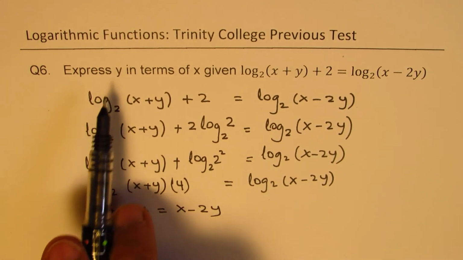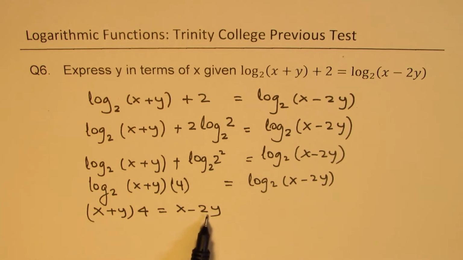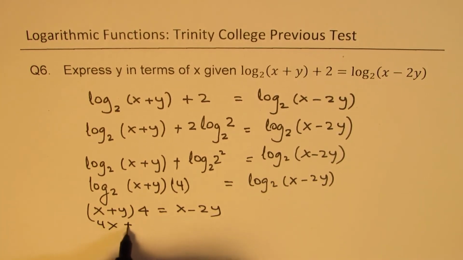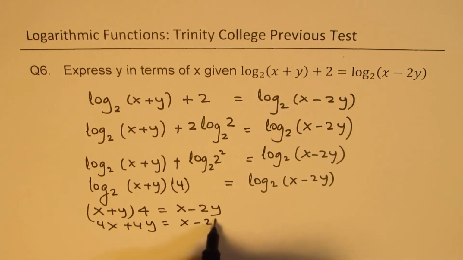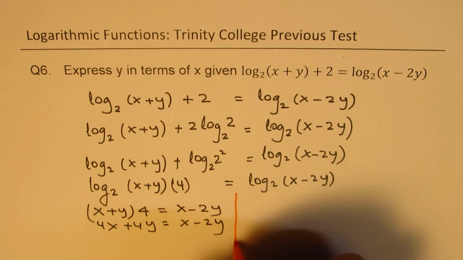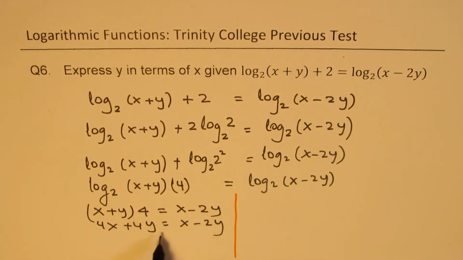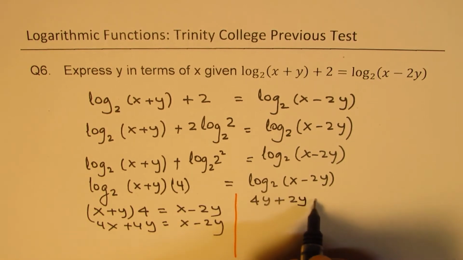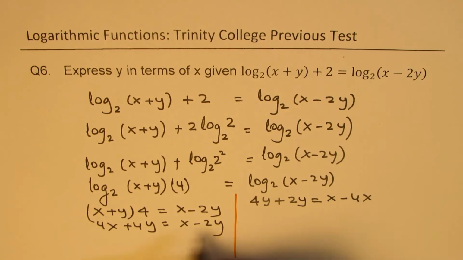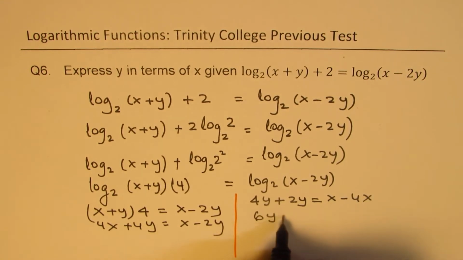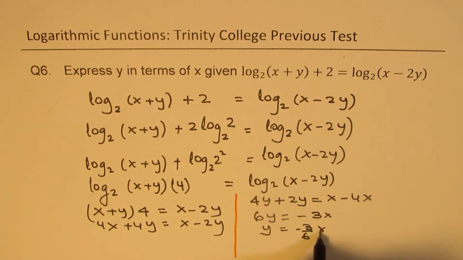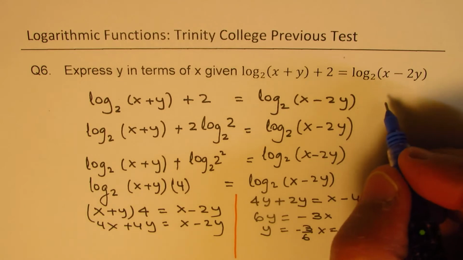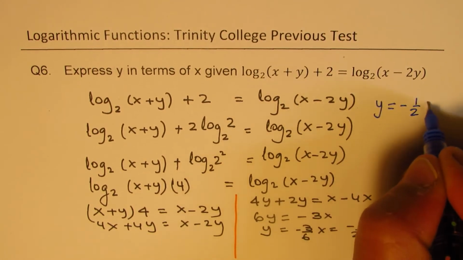Now we need to write y in terms of x, right? So we have to isolate y. So let's expand. We get 4x plus 4y equals x minus 2y, correct? So let's take it to the right side. All the y terms will come on the left side. Let's write 4y plus 2y is equal to x minus 4x, correct? So we get 6y equals minus 3x, or y equals minus 3 over 6 x, which is minus half x. So that is how y will be related. So y is equal to minus half x is our answer.